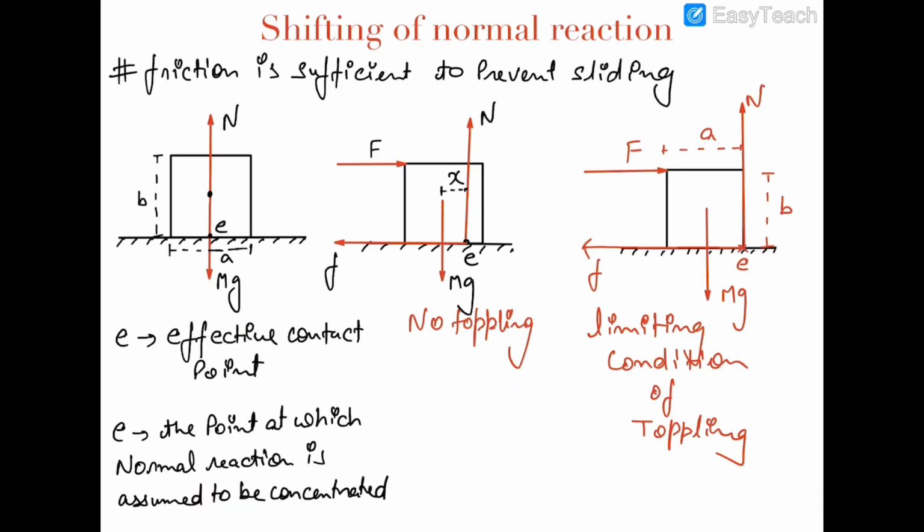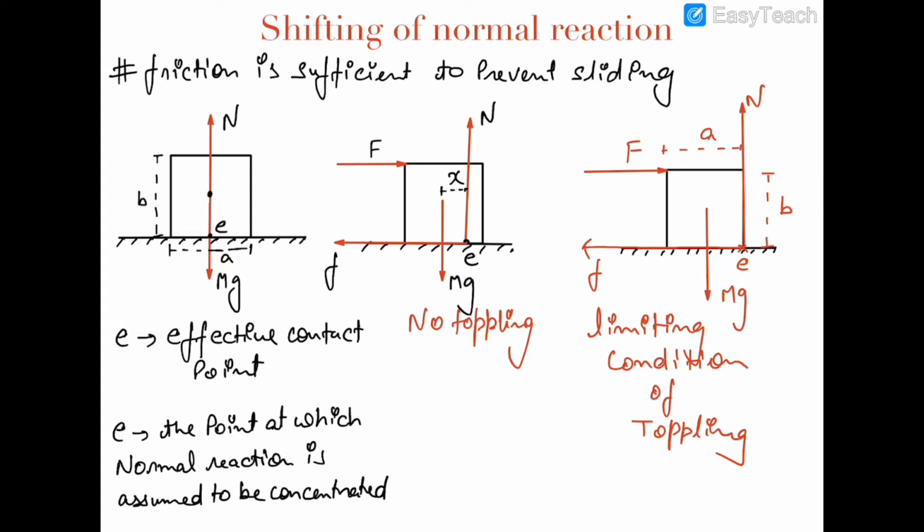Now there is a very important concept called shifting of normal reaction, which is helpful in calculating the forces required to topple the block. Let's suppose there is a block which has this height B and this width A. This block has mg acting in the downward direction and normal reaction acting in the upward direction.